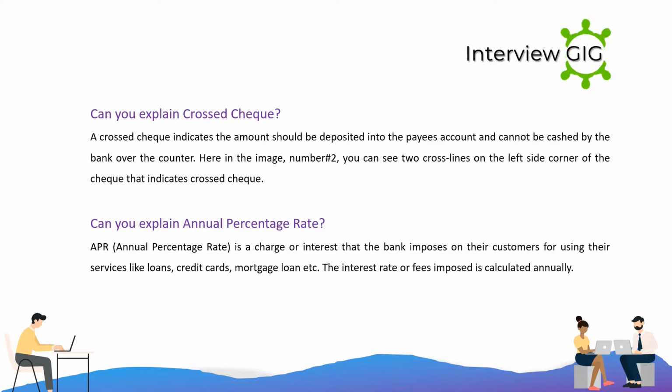Can you explain annual percentage rate? APR, annual percentage rate, is a charge or interest that the bank imposes on their customers for using their services like loans, credit cards, mortgage loans, etc. The interest rate or fees imposed is calculated annually.